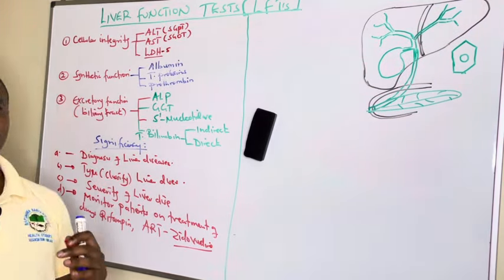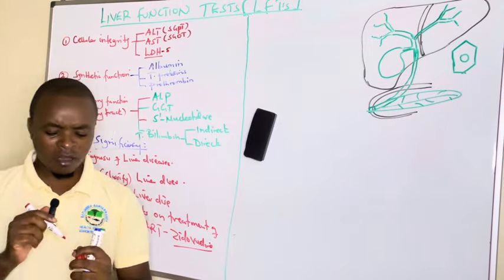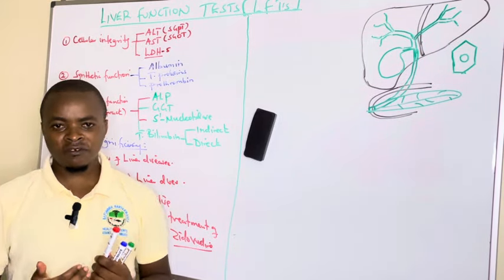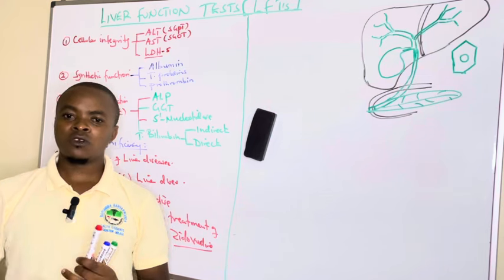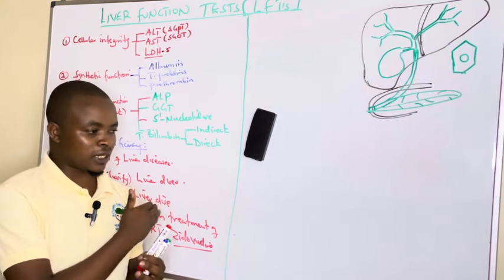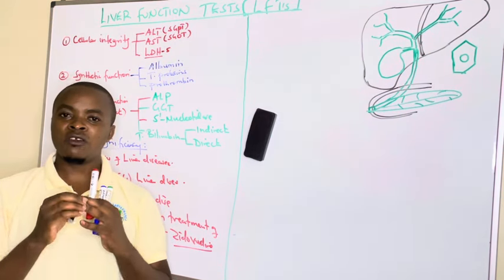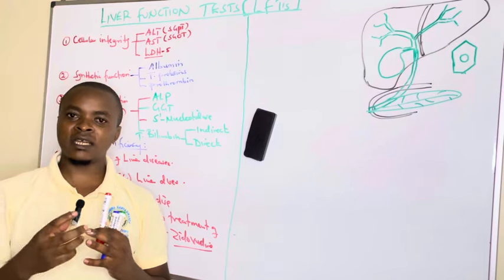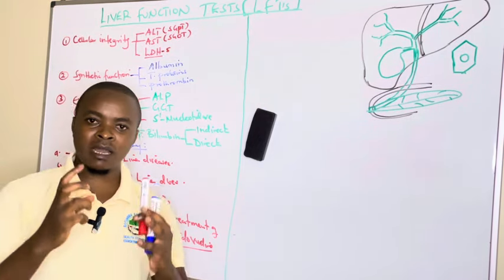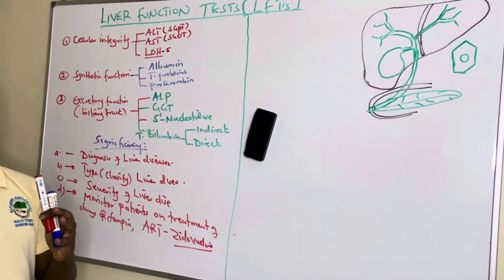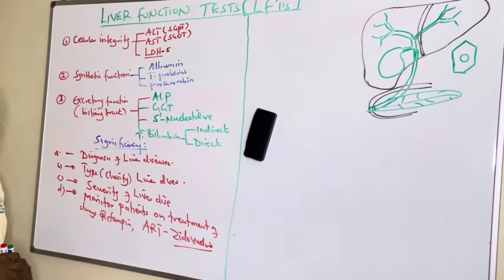And you should always remember that these are not a standard one. Whenever you are interpreting liver function tests, always consider the clinical history of the patient. Consider also these tests together with the radiology, either the CT scan or the ultrasound scan, so that you can come up with a comprehensive differential diagnosis.